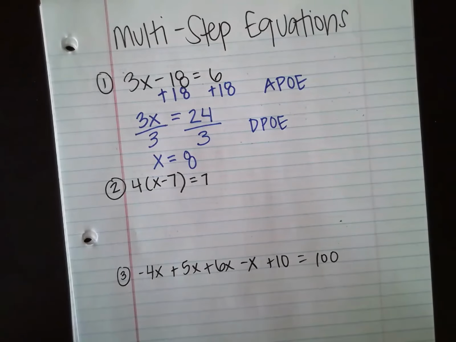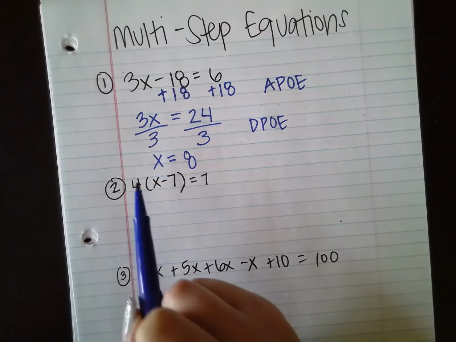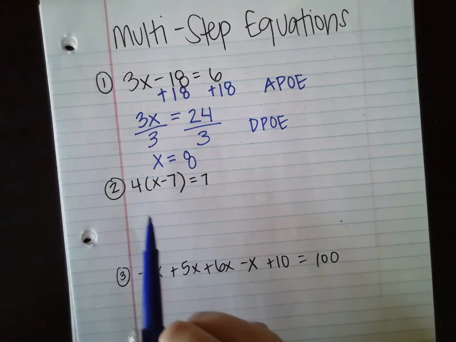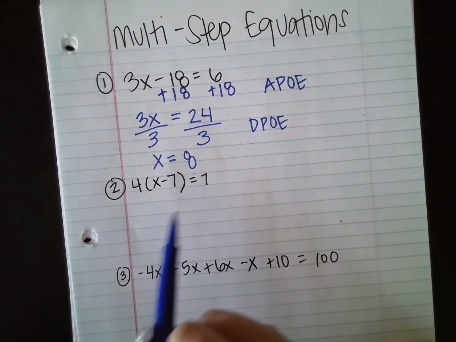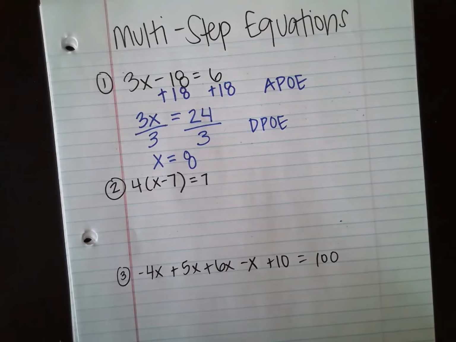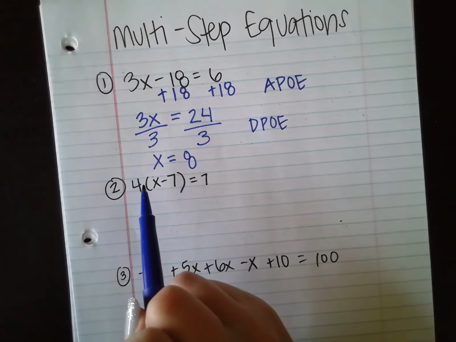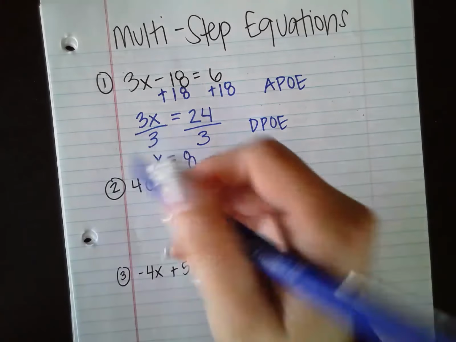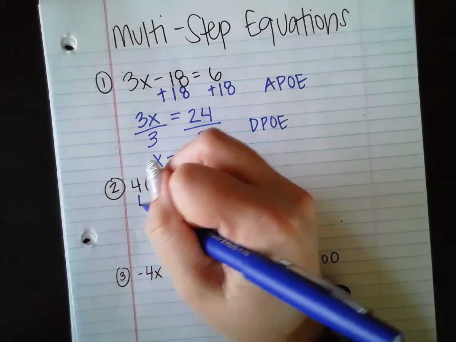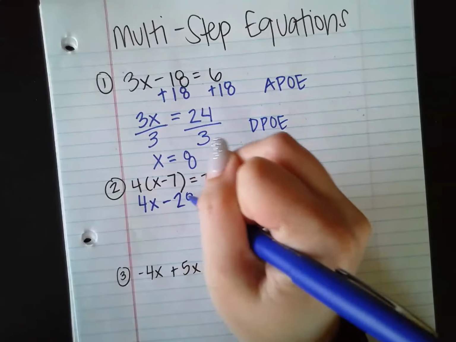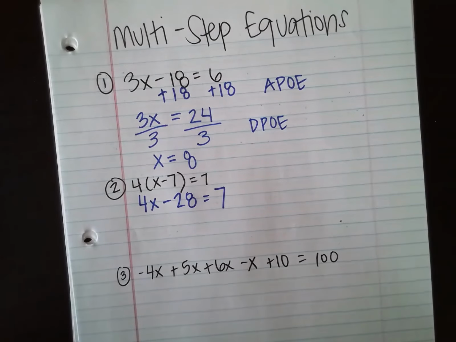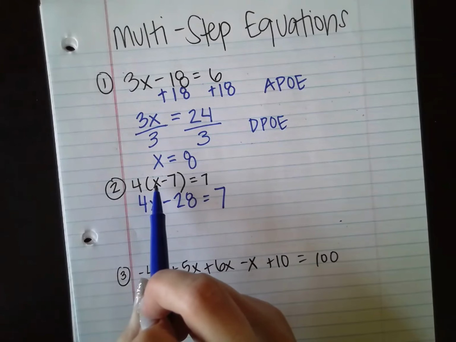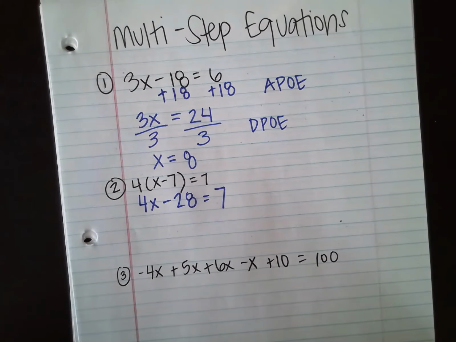For 2, you need to distribute, right? We don't know how we can get x by itself. So we're going to use the distributive property. We could divide by 4 from both sides. We could start off by doing that. But it's just going to be easier if we set up using the distributive property. So if I distribute, this is now going to be 4x minus 28 equals 7. I distributed that 4 to x and to 7. So pause the video right now and see if you can solve this using inverse operations.